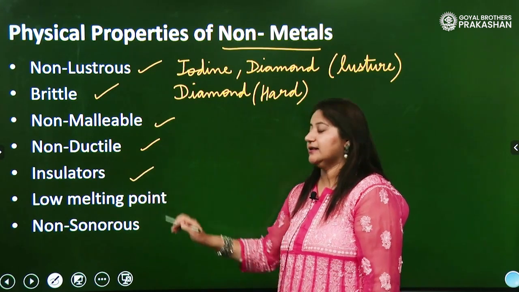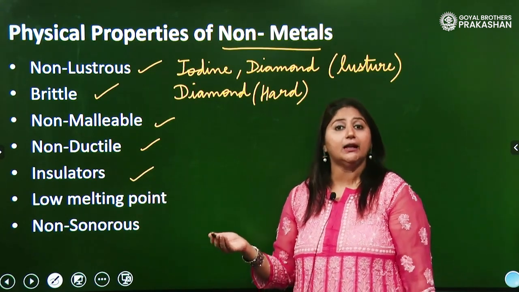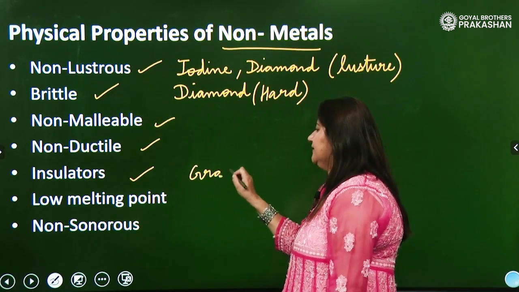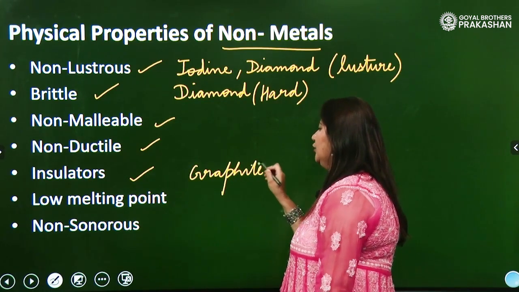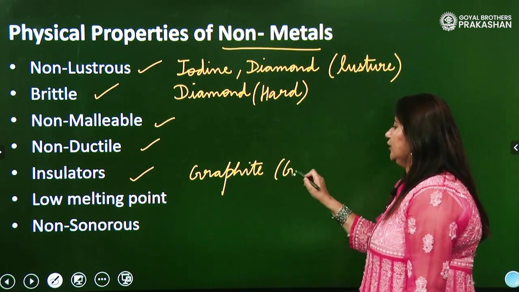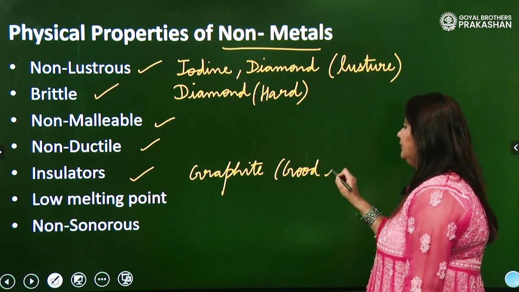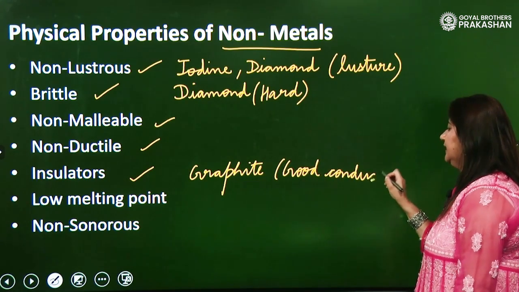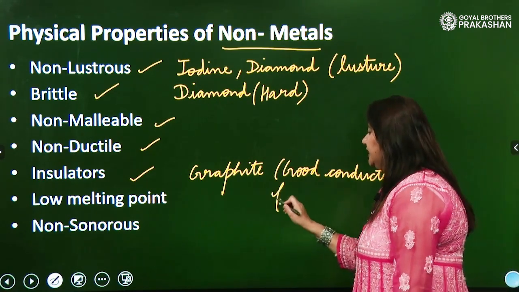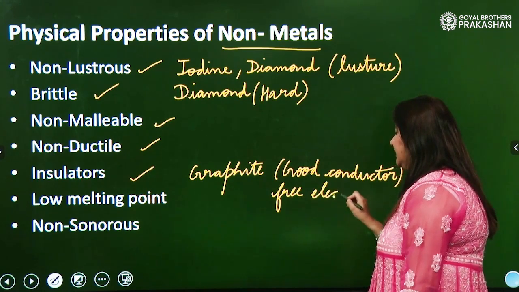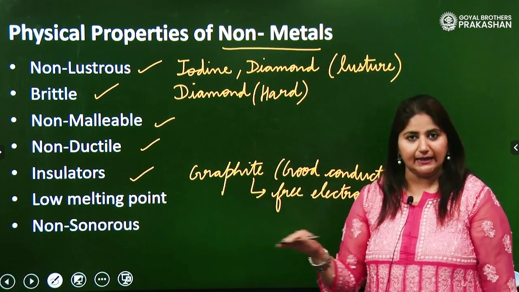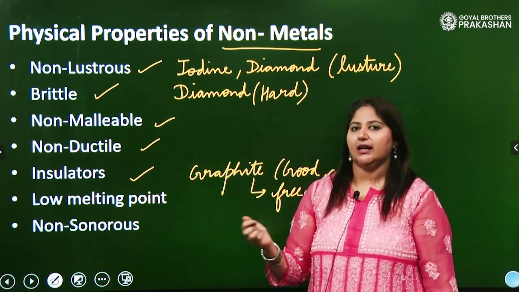They are insulators. Again there is an exception. Though they are poor conductors of electricity and heat, there is still an exception, graphite. It is an allotrope of carbon, a form of carbon, but it is a good conductor of electricity and heat. Why is it a good conductor? What does it contain which makes it a good conductor? Actually, it contains free electrons. Yes, its structure contains free electrons which conduct electricity and make it a good conductor.